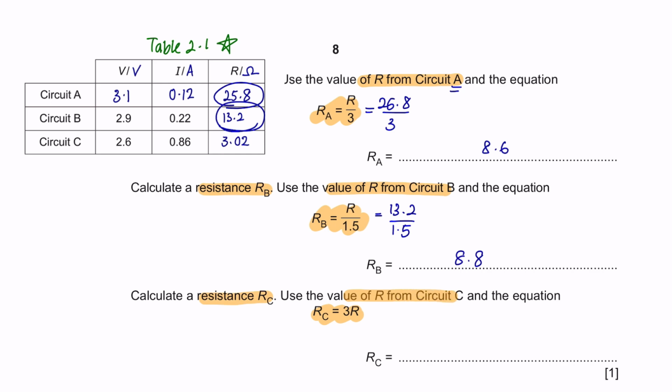And calculate resistance C using this formula. The value of R from circuit C is 3.02. And RC would be 9.06. Since the value of RC is in 2 decimal places, I will add another 0 over here.